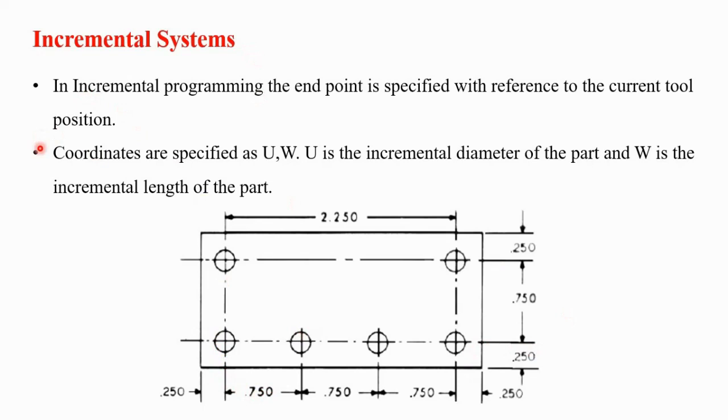Then coordinates are specified as u and w. In case of the incremental system, these coordinates are specified by using the letters u and w, where u is used to indicate the incremental diameter of the part, that is the circular part, and w is used to indicate the incremental length of the part. This is the incremental system.